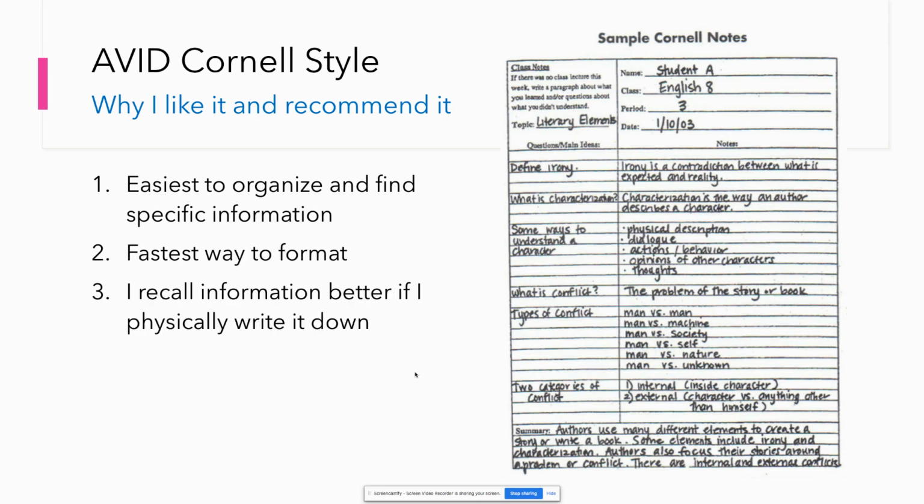It is the fastest way to format notes because all you need to do is draw a line. I always recommend adding a header, right? The day you were in class taking the notes and like the topic. But otherwise, really the only formatting you have to do is to draw a straight line down. And personally, I do tend to recall information better if I'm physically writing it down. You're also going to want to summarize whatever it was you learned in the lecture that day.